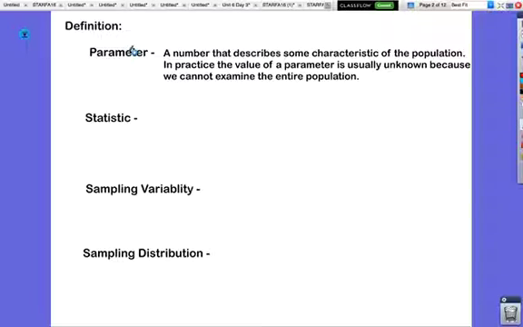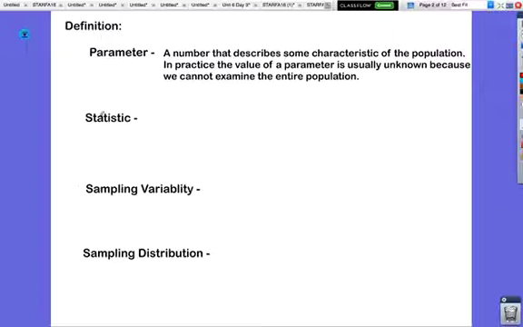The first one is parameter. A parameter is a number that describes some characteristic of the population. It's important that you know that a parameter has to do with a population, so it might be helpful to think P for parameter, P for population. In practice, the value of a parameter is usually unknown because we cannot examine the entire population.